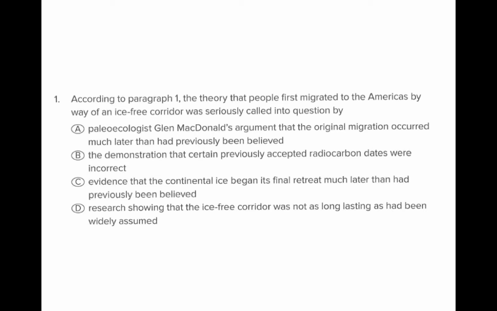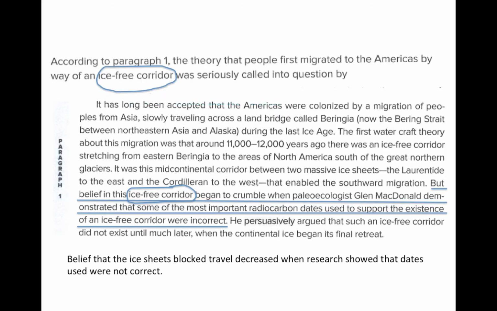So we want to make sure that we understand the facts from the reading passage well before we get confused by the different answer choices. So the first thing that I'm going to do is really just focus on the question and then take that question back to the paragraph before I look at the answer choices.